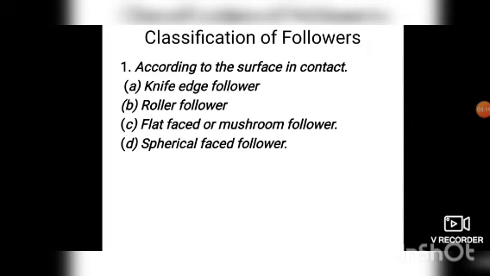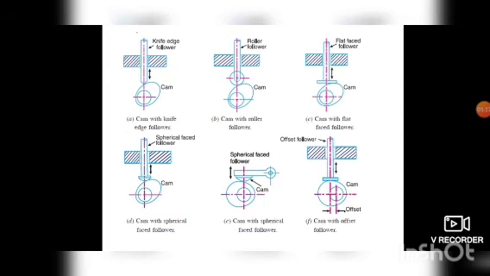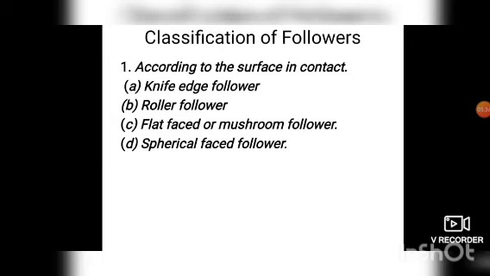Then next is the spherical faced follower. When the contacting end of the follower is of spherical shape, it is called a spherical faced follower. Here in figure D, we can see a cam with a spherical faced follower. It may be noted that when a flat faced follower is used in automobile engines, high surface stresses are produced. In order to minimize these stresses, the flat end of the follower is machined to a spherical shape.